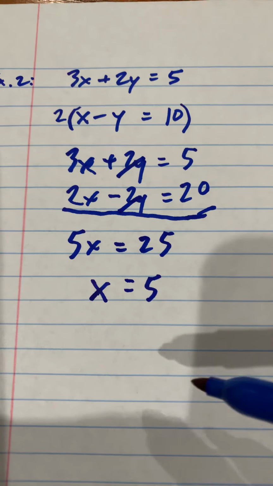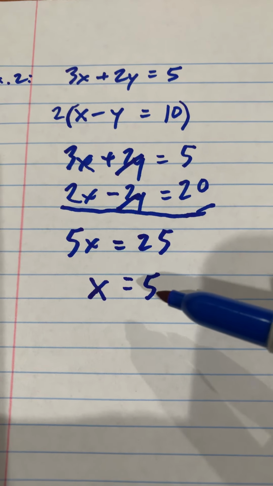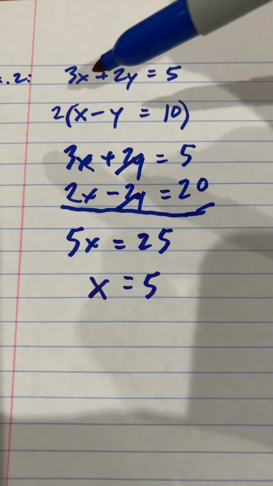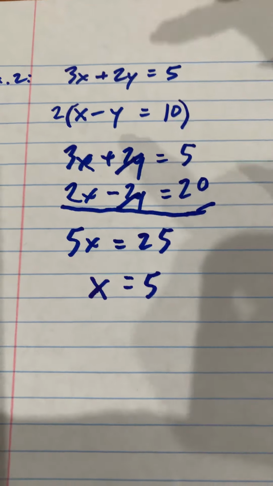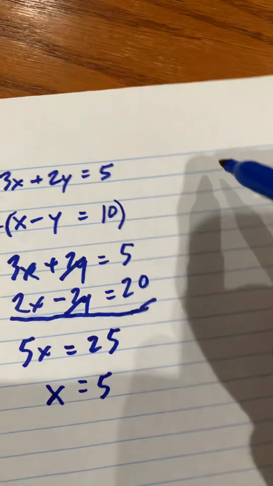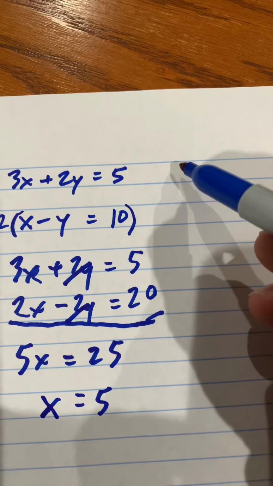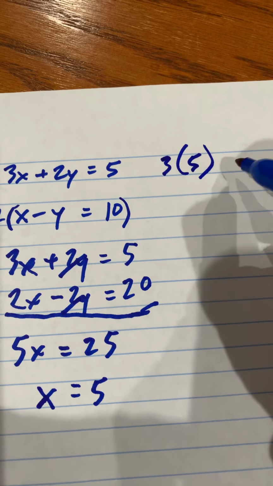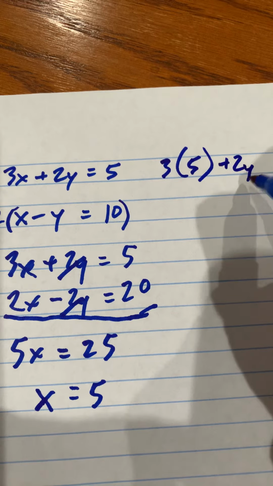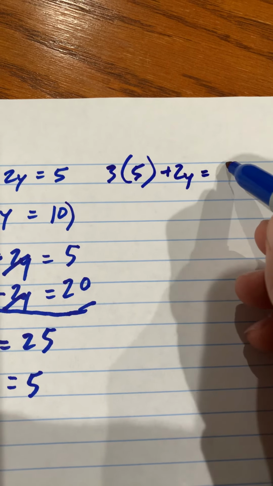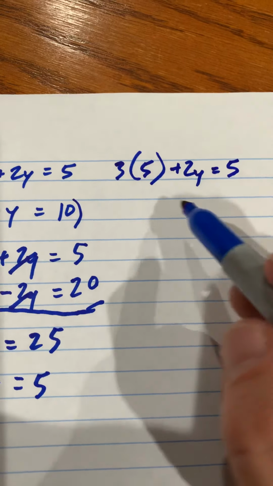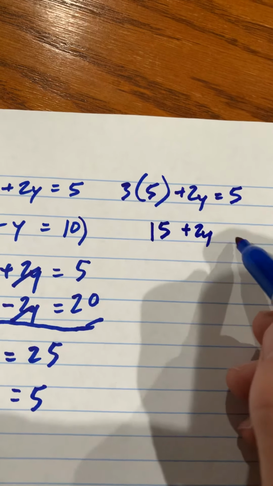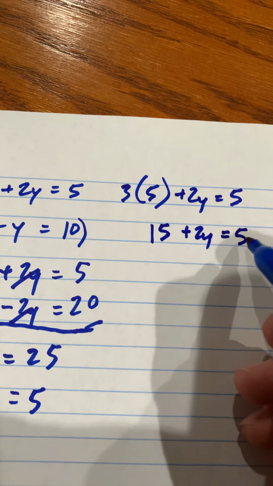All right, now what are we going to do with this? We're going to take this and plug it back in. We can choose either one. I can plug this 5 into either one of these two x's. I'm going to go with the top one here, okay? So I'm going to plug in, it's going to be 3 times 5 plus 2y equals 5, okay? So that's 15 plus 2y equals 5.